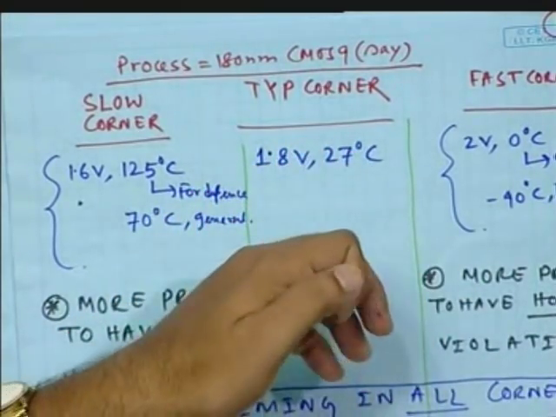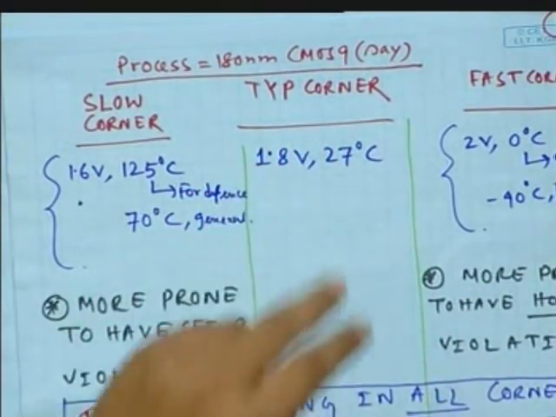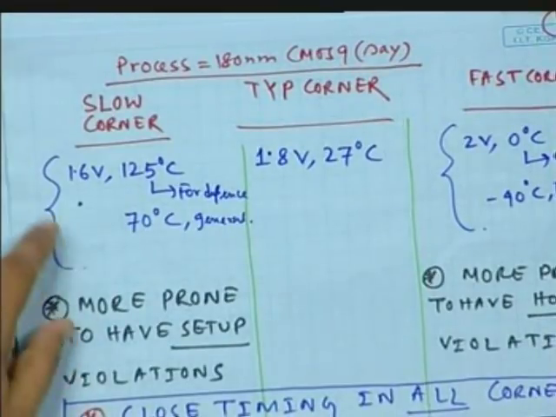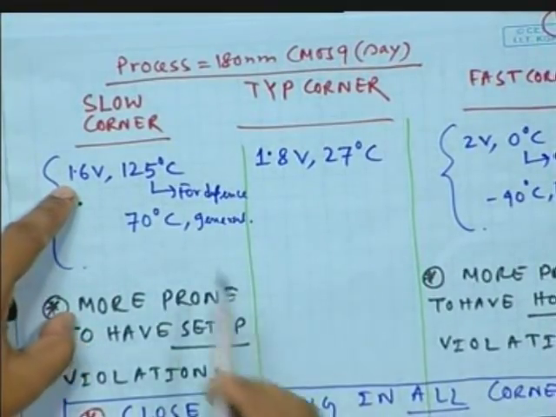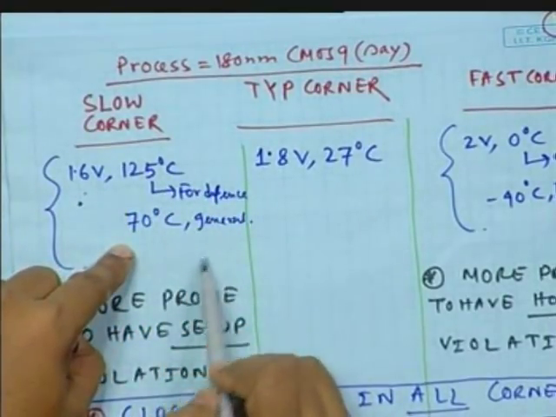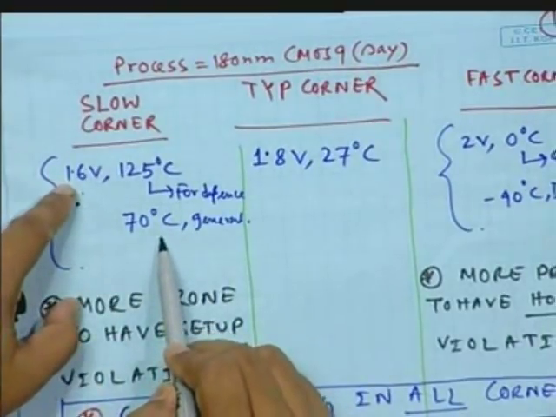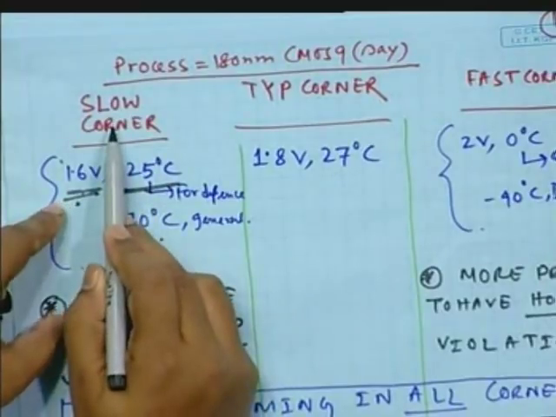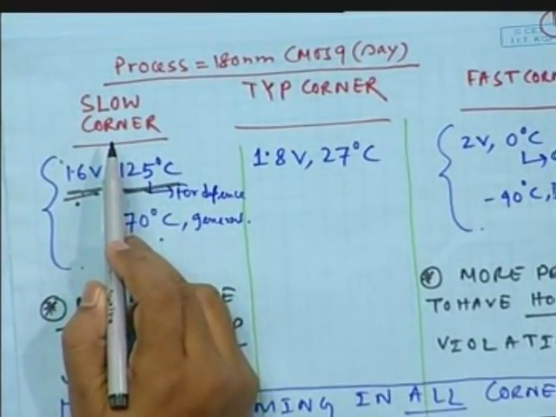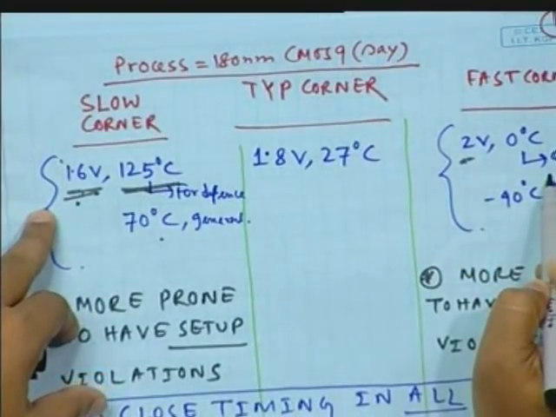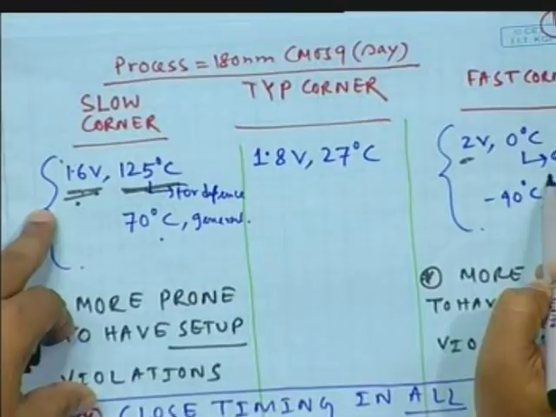The library people say that, okay, library means what? It's a design, right? It's a design of some standard cells. They will say that I have characterized it for 1.8 volt, 2 volt right side and 1.6 volt left side. Okay, so you have to freeze by this voltage itself. So 1.6 volt, 125 degree centigrade for defense generally, and 70 degree for general purpose. Okay, so maximum temperature, minimum voltage, gives you the slowest corner. Whereas the fastest corner is the maximum voltage, minimum temperature. Okay, that is your fastest corner.